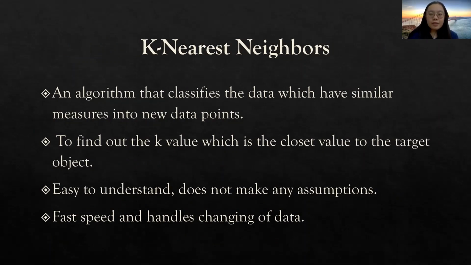KNN is an algorithm that classifies the data which have similar measures into new data points. To implement the method, we will need to find out the k value that has the smallest distance with the target point or object. The reason to choose KNN is it is easy to understand and implement. It does not make any assumption, at the same time provides high speed of experiment time, and it can also respond quickly when the data have any changes.